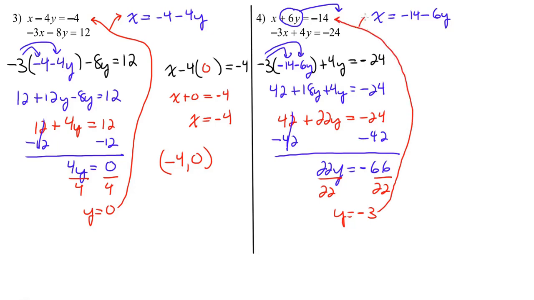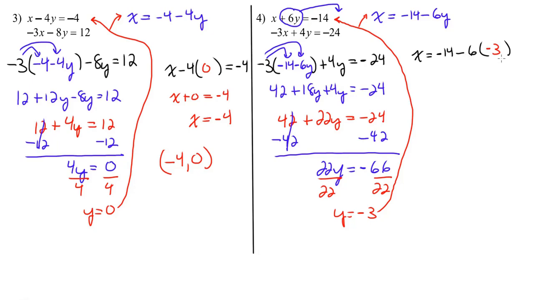And now that we know y equals negative 3, we can use that to substitute into the original equation or this new version of that equation. This time, let's use that. So we're going to say, okay, x equals negative 14 minus 6 times y. And we see here that y is negative 3.